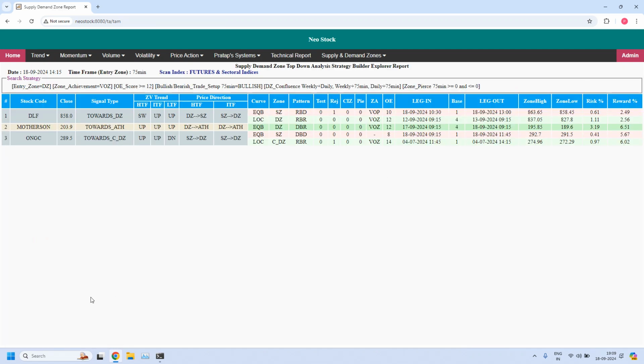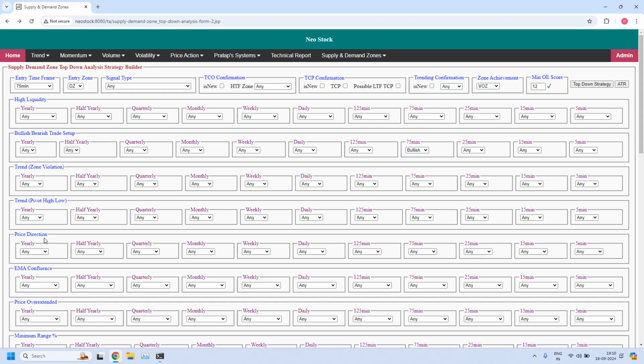So 3 stocks are filtered. That means 75 minute zone and daily zone are together part of the weekly zone. If second and third, if any of these stocks, because the trend is uptrend, weekly trend, and moreover 75 and daily together part of the weekly zone, if the weekly EMA confluence is there in the second and third, if anything, it is a high probability setup.